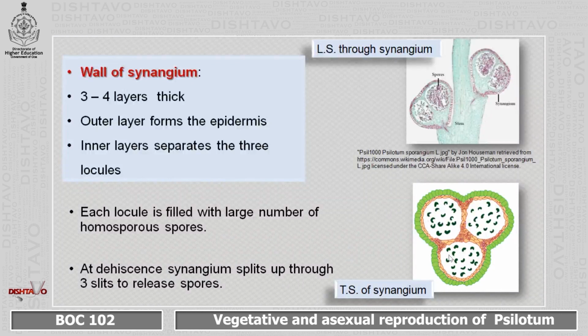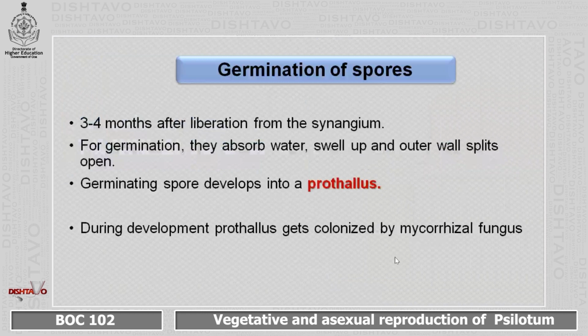When the synangium matures and has to dehisce, when it has to liberate the spores, the synangium splits up through 3 slits to release the spores. So you can see here in the epidermal region, areas where the epidermis is a little thin, those are the slit regions. So when the synangium matures, it will split up from here, here and here. Next, the spores are released from the synangium.